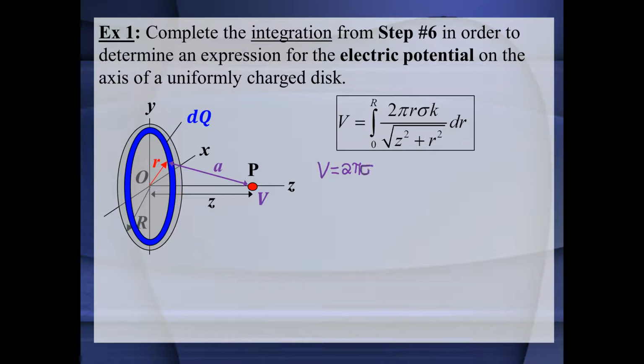The surface charge density we can pull out. And then we have Coulomb's constant, which we can pull out. So then we'd have the integral from 0 to R, and we'd be left with r divided by the square root of z squared plus r squared. And we're going to integrate that with respect to r.